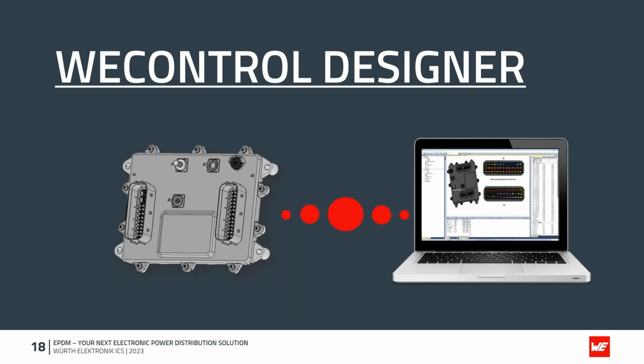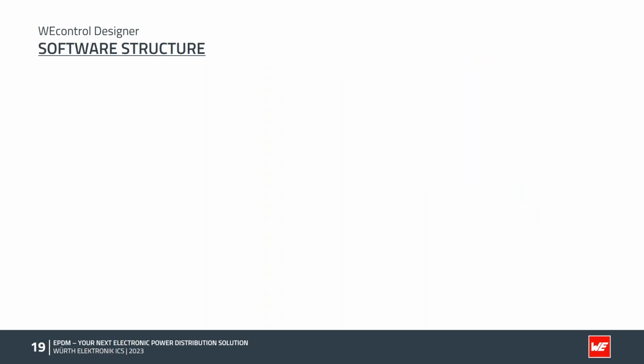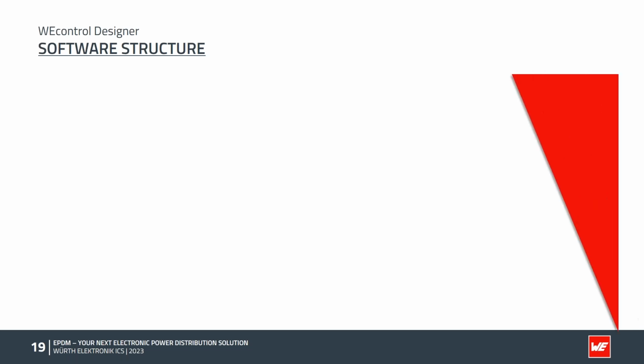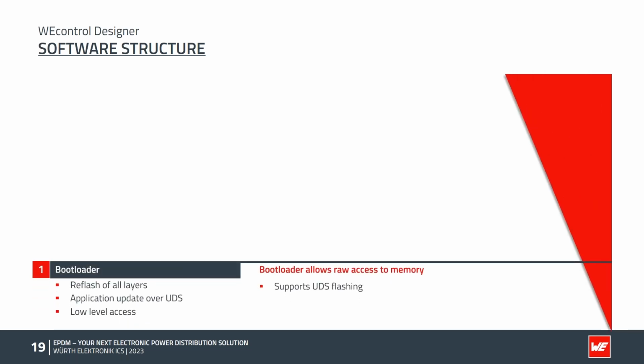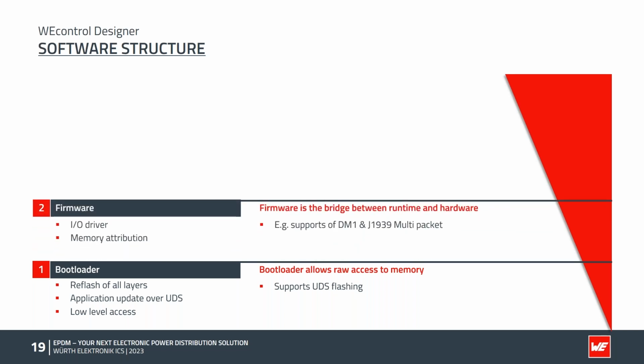Now that the ePDM is known, let me shortly introduce the WEcontrol Designer, our programming environment. This tool is supporting all our 32-bit platform CPUs and controllers, which are the CDMA16, the 8FS6, and of course the ePDM. On the very lowest level, we have a bootloader which uses a UDS protocol to flash a new application onto the device. The second layer will be our firmware, where we support functionalities like J1939, memory attribution, data formatting, and base communication.